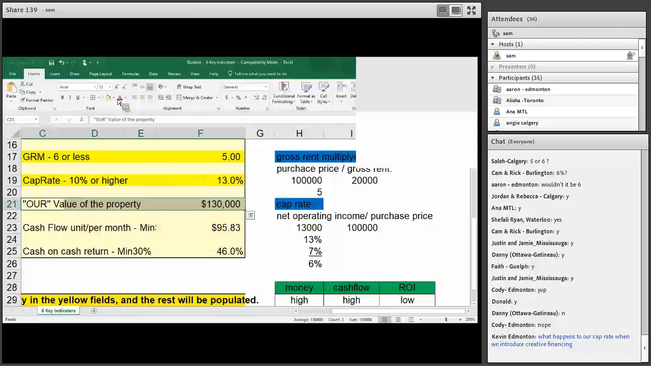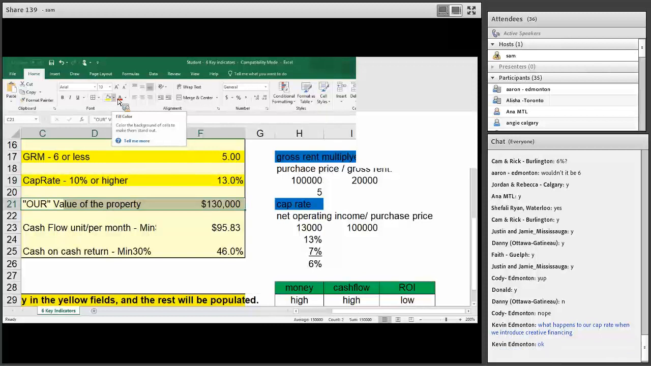Let's look at value of property. Okay. So what happens to our cap rate when we introduce creative financing? Nothing happens to the cap rate, Kevin. It stays the same. The cap rate won't change no matter what we do in creative financing, because cap rate always makes the assumption that you completely paid off the property. So it's not going to affect your cap rate.